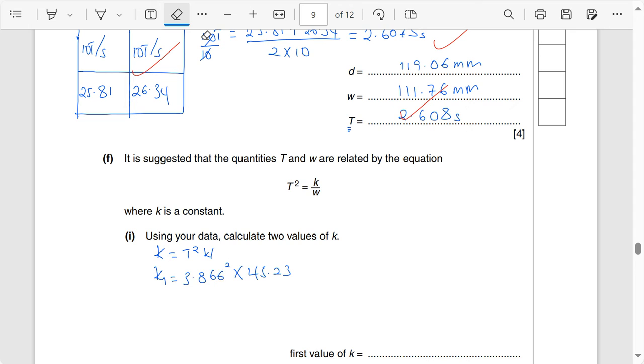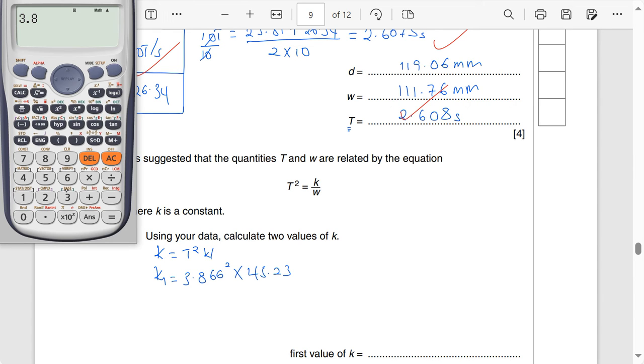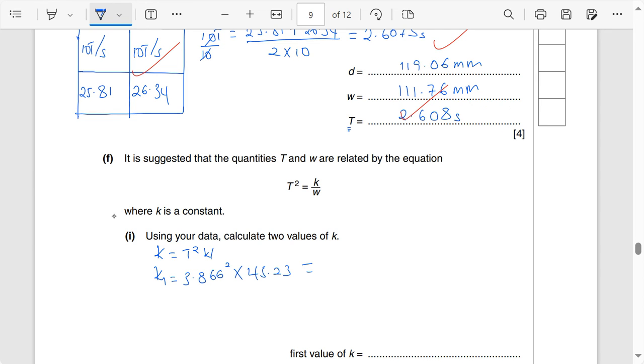These are results for my students, so you can do the practical and obtain your results. These are just a guide. So 3.866 squared, then times 45.23. So my student gets her first K value as 676.0. That is her K value.